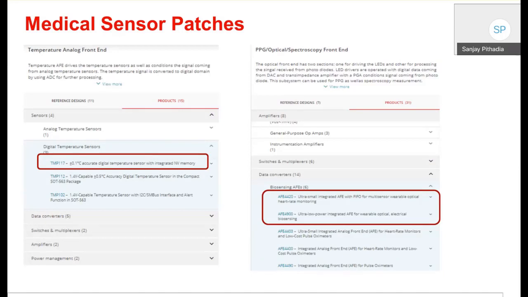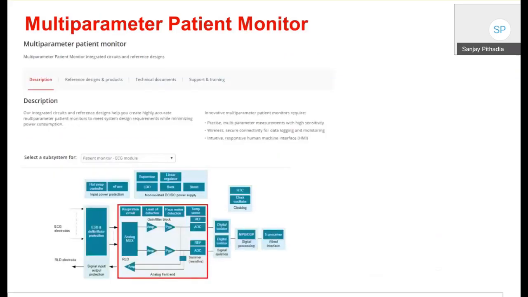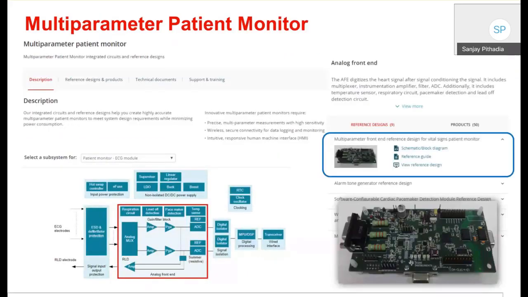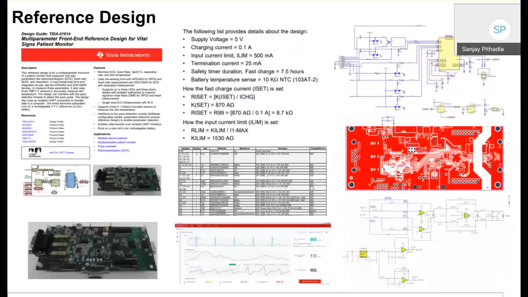And to highlight the reference design, this is again another example, which is for multi-parameter patient monitor. For this block, it is showing some reference design. It is a multi-parameter patient monitor for vital sign measurement. So what is this reference design? Reference design is not an EVM.